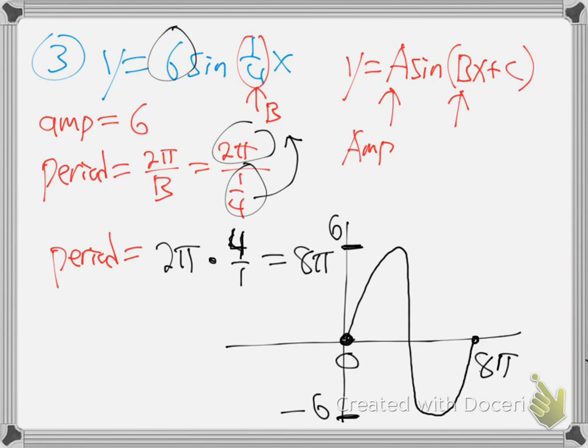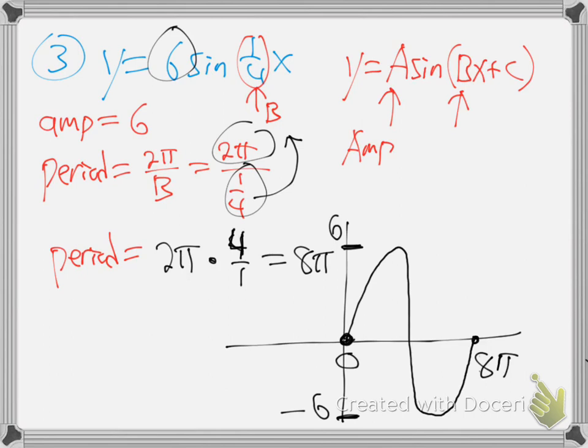How do you know where the middle part is? So what's the middle of 8 pi? 4 pi. Just divide by 2. Is that making sense?